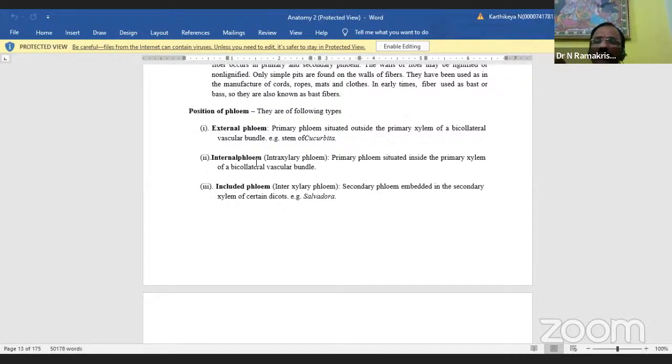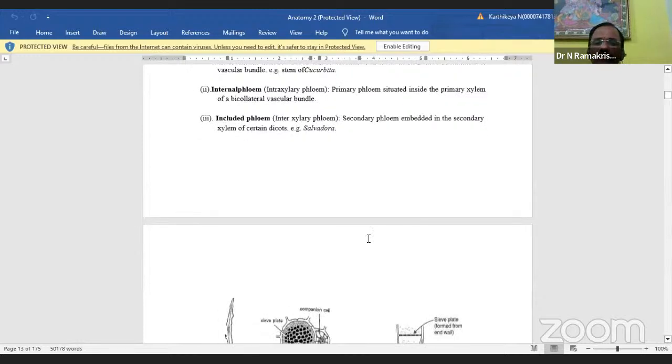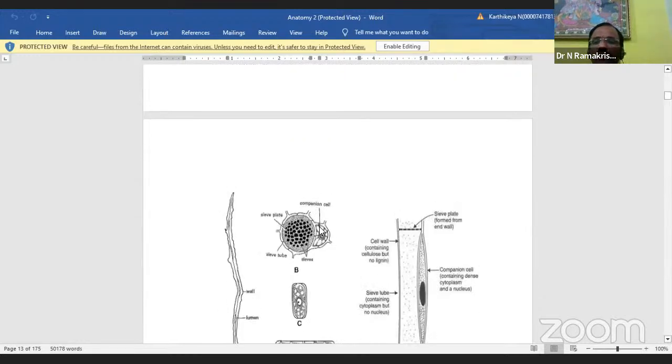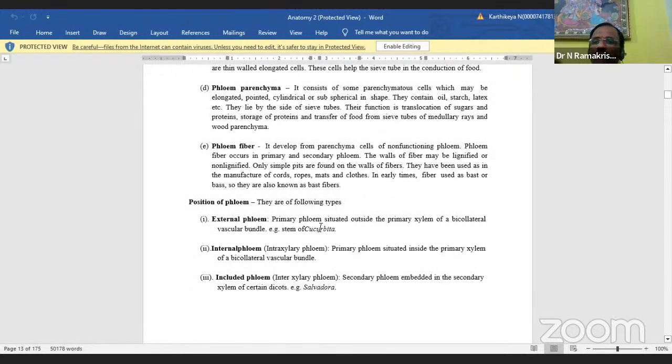For example, in the section cutting, you already know very well the epidermis, cortex, and stele are there. Stele means vascular bundles. So here the position of the phloem, one is external. External means outside the primary xylem. So we are looking at the phloems.